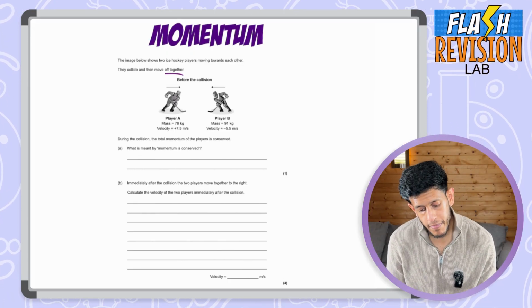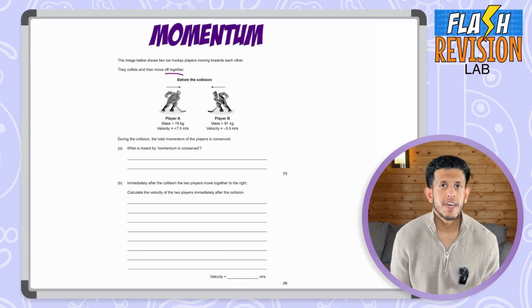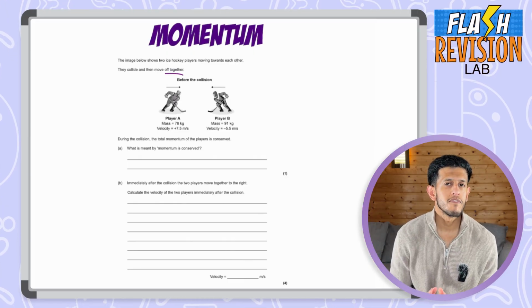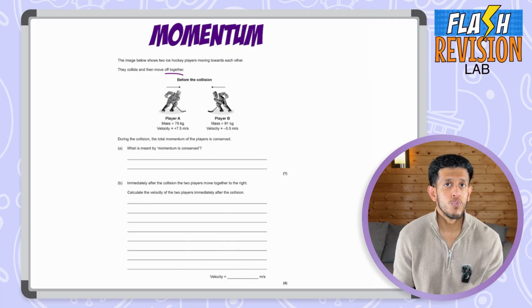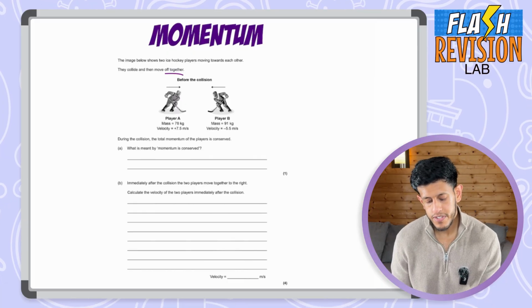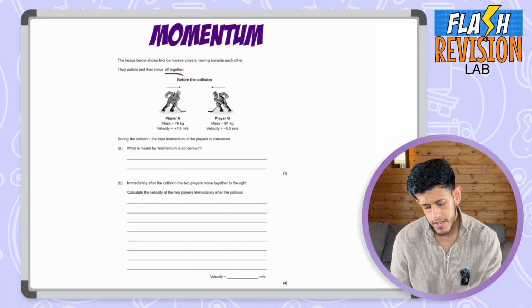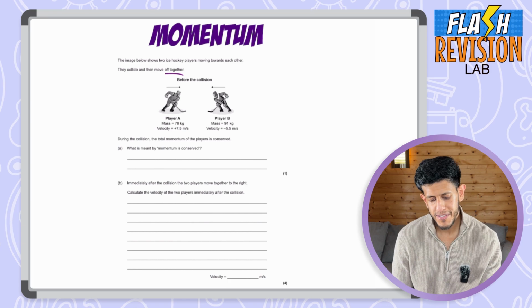Before the collision, the mass of player A is 78 kilograms and is moving with a velocity of plus 7.5 meters per second. But player B is moving in the opposite direction. He's moving towards A. So therefore he has a velocity of minus 5.5 meters per second and his mass is 91 kilograms. Quite a bit bigger.